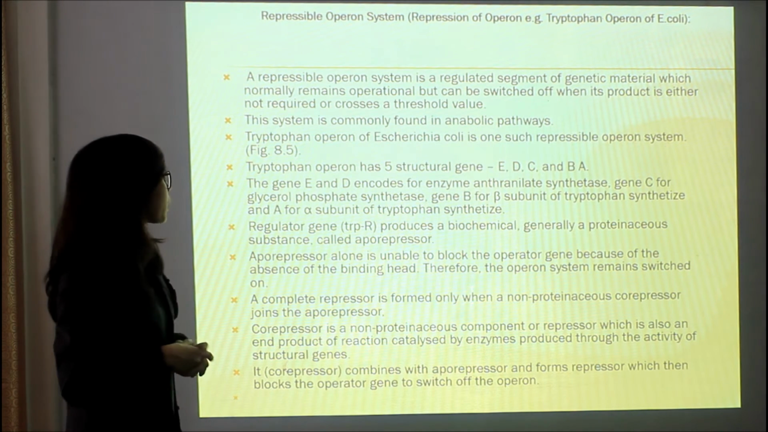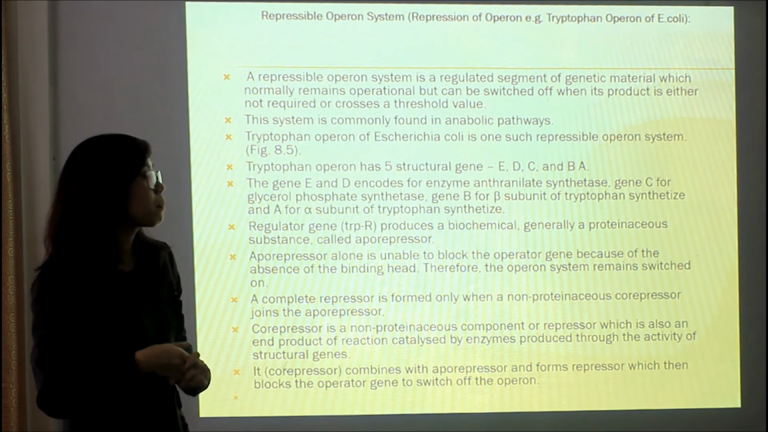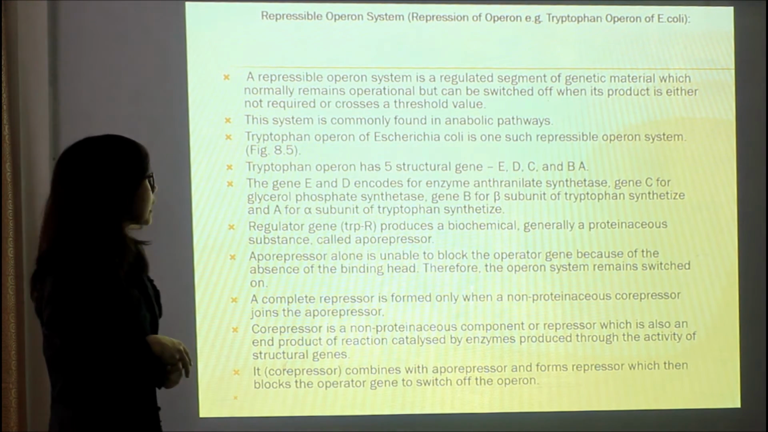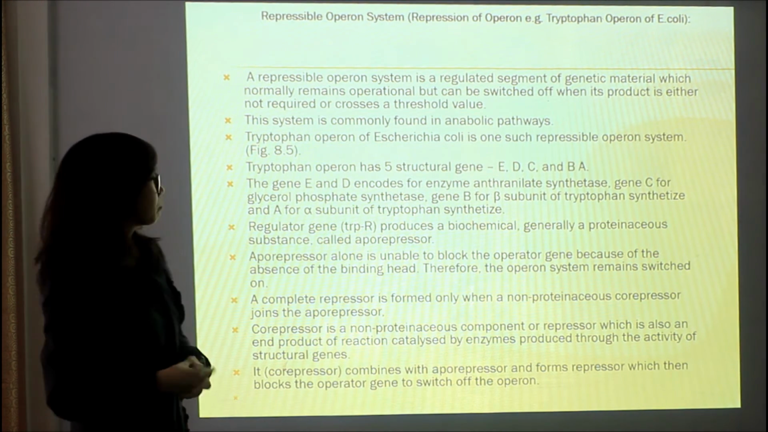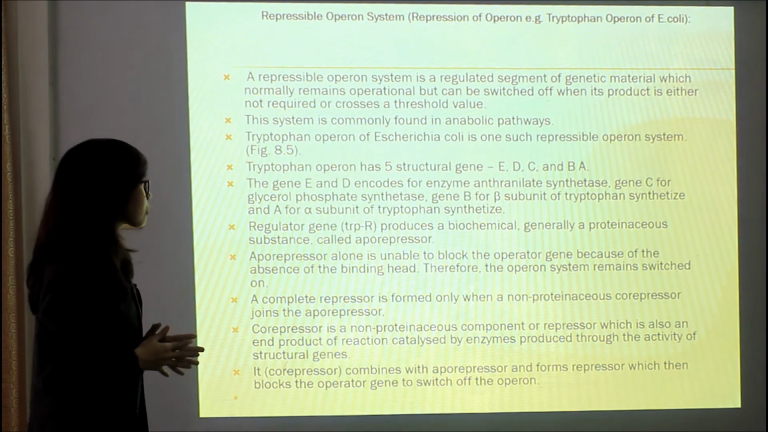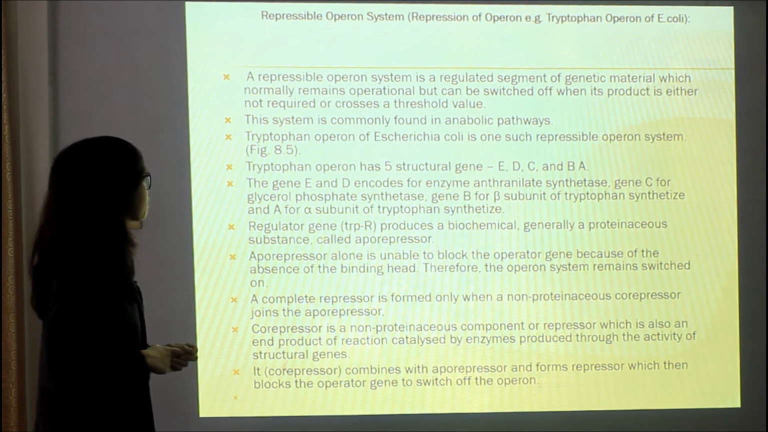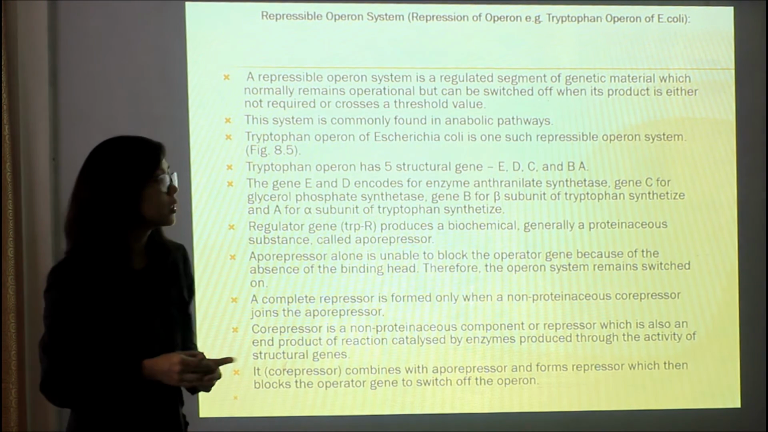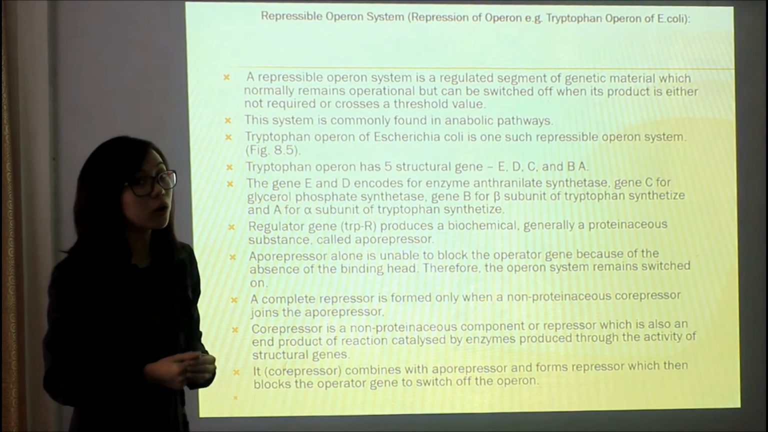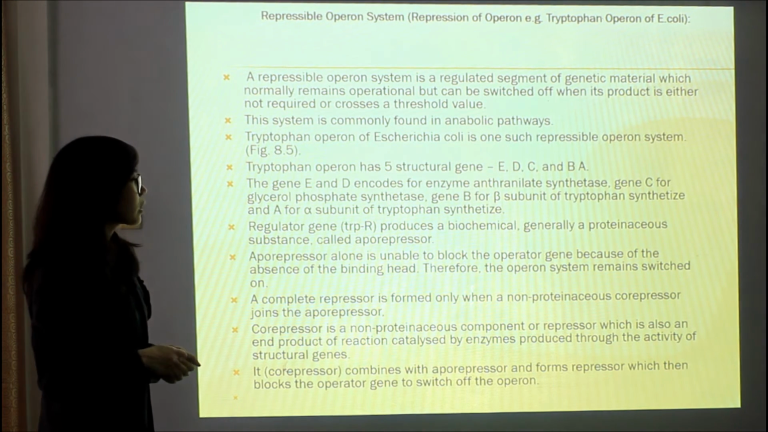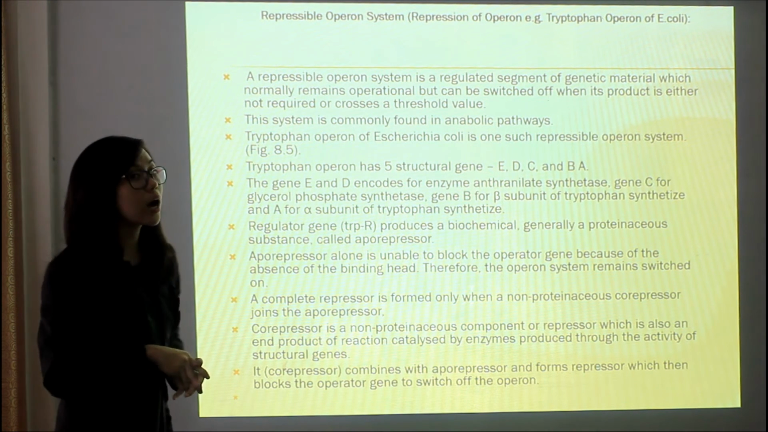The regulator gene, or tryptophan R, produces a biochemical, generally a proteinaceous substance called aporepressor. The aporepressor alone is unable to block the operator gene because of the absence of the binding head. Therefore, the operon system remains switched on. A complete repressor is formed only when a non-proteinaceous co-repressor joins the aporepressor.